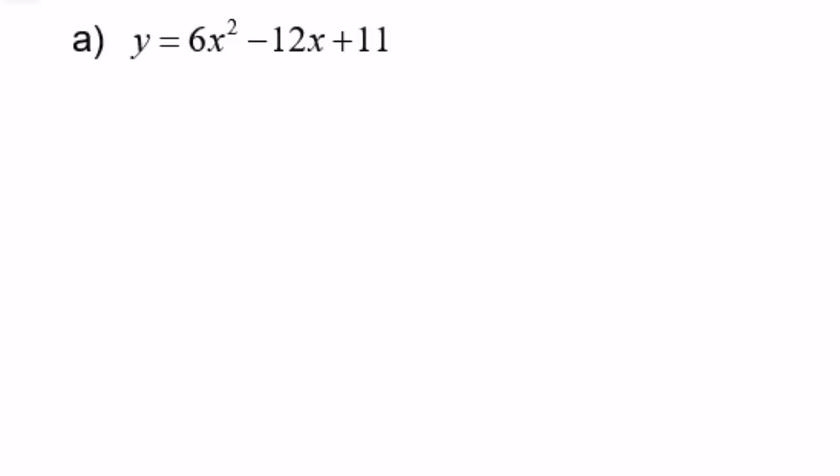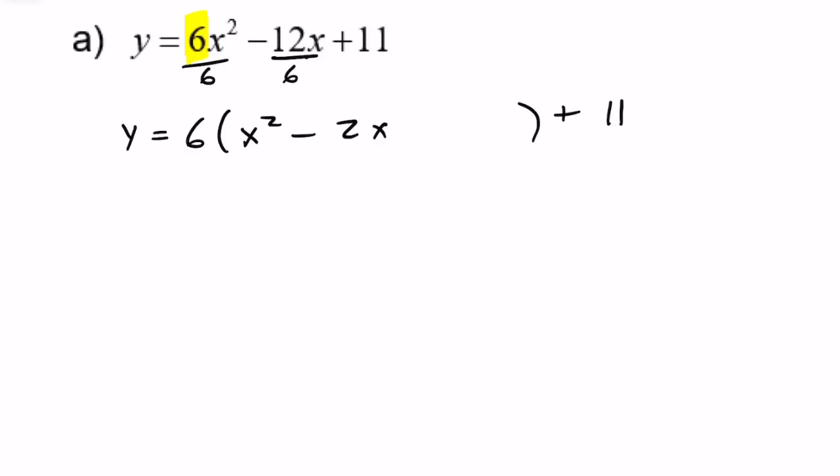First step is always whatever number's in front, which this time it's a 6 again, has to be factored out. So this is going to be y equals 6. And I'm going to divide just the first two terms by the 6, not the 11. So it's x squared minus 2x. Give yourself lots of space. And over here, I'm going to go plus 11.